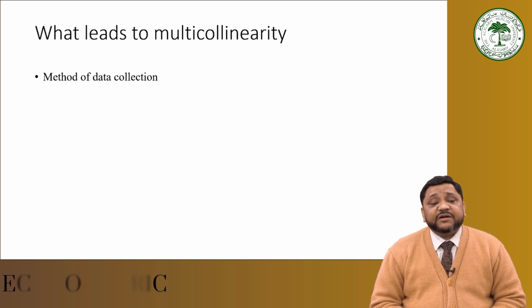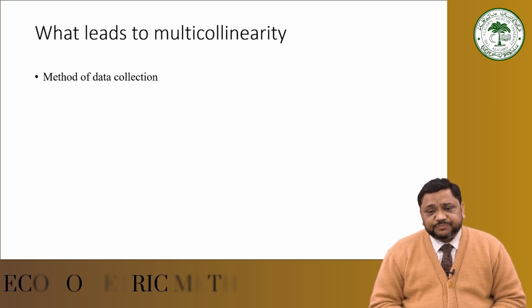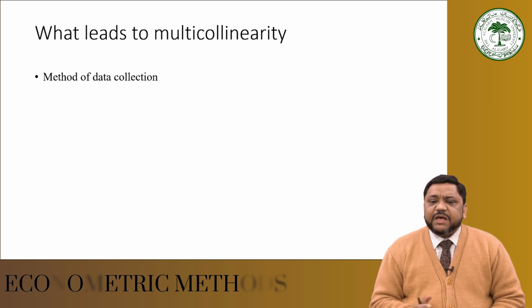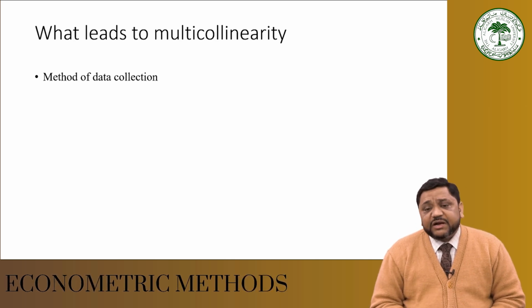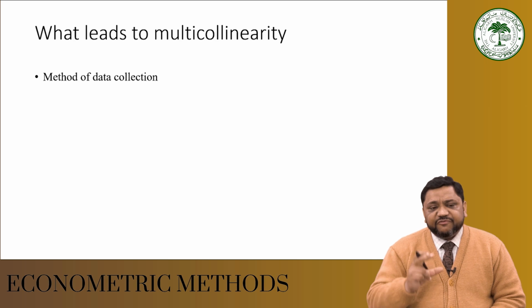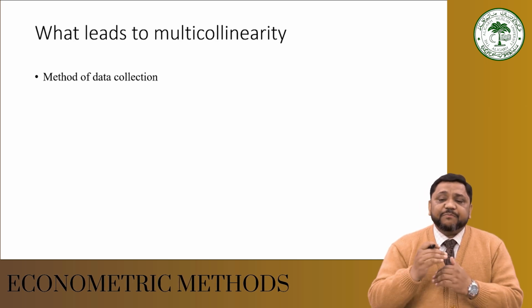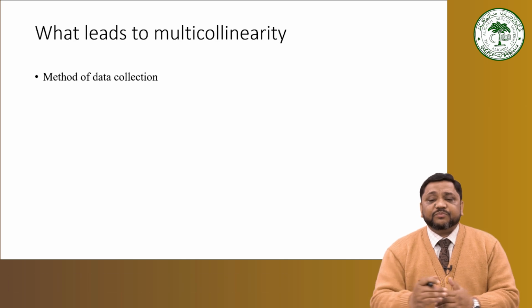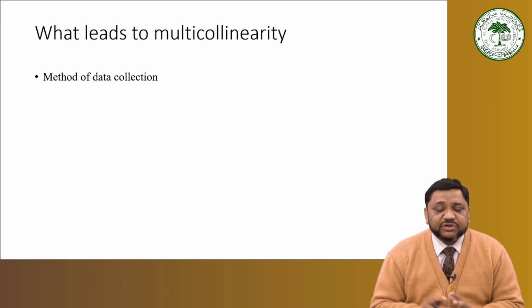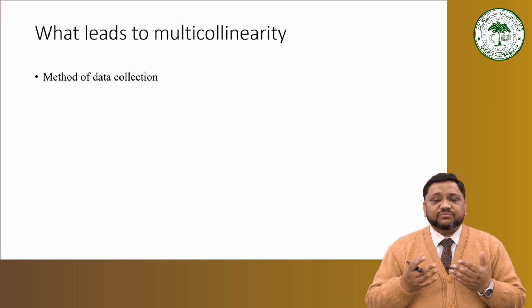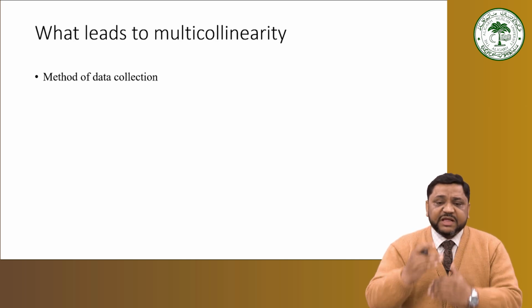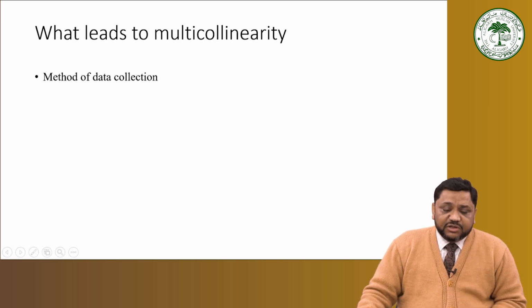Now the question is, what leads further? Then you can say the data collection method. Sometimes it may happen that the data is collected over a range of explanatory variables where the variables are linearly dependent. For example, sampling is done only over a limited range of values taken by the explanatory variable in the population, and it is mere chance that in that particular range there was an association between the independent variables.